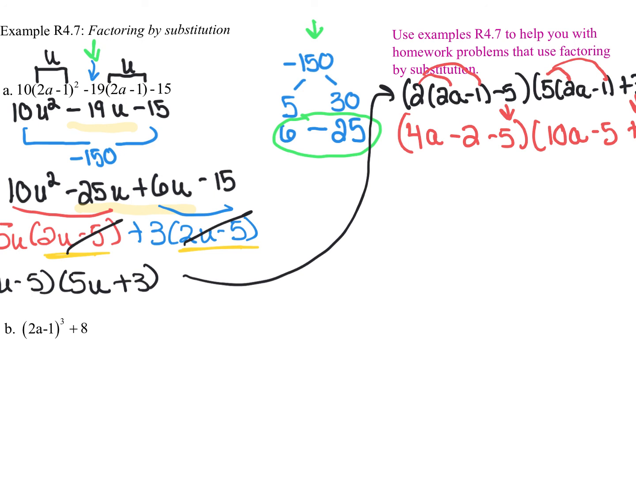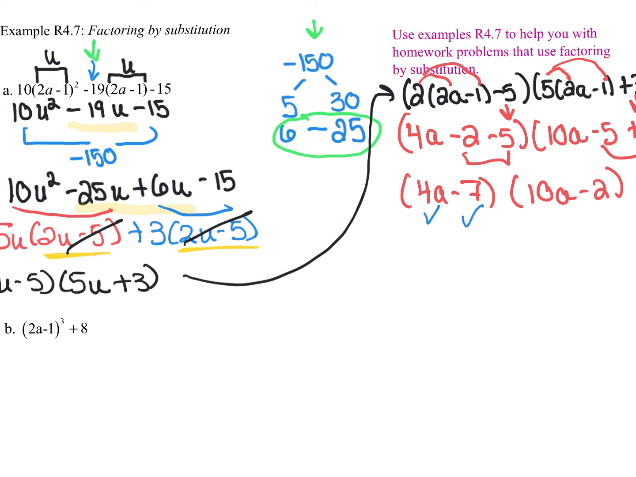And now I'm just going to combine like terms. These two have a combined like terms. A negative 2 minus 5 is a negative 7. So I get 4a minus 7. And then times, I can put these together and I get 10a minus 2. Don't box. This is a little warning.